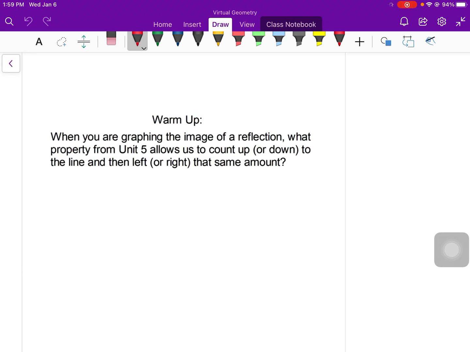Go ahead, pause the video and work out this warm-up. I mentioned the answer to this during class for the Unit 6 Day 3 notes. So go ahead and see if you can remember what that is, then unpause it and see if you got it right.